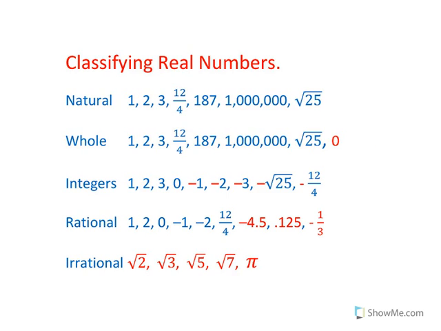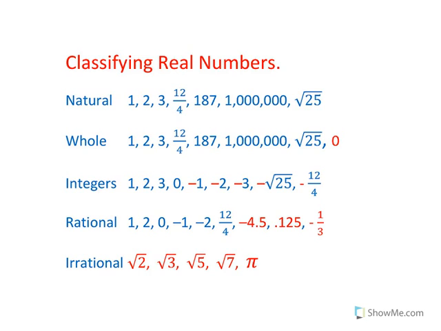Every elementary and intermediate algebra book will talk about real numbers, and you need to know how to classify them. A natural number is a number like 1, 2, 3. Now 12 over 4 is a fraction, yes, but it can be simplified to equal 3. 187, 1 million, 1 billion, 1 trillion, the square root of 25 is a natural number because it can be written as 5. So the way you recognize natural numbers, and some textbooks call them counting numbers, is that they are numbers that you can count.